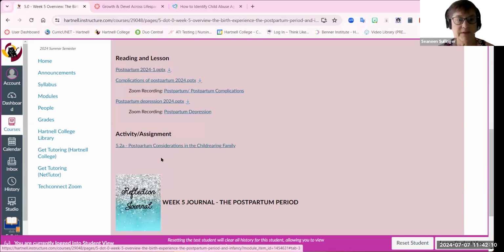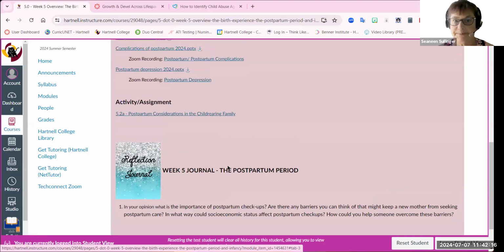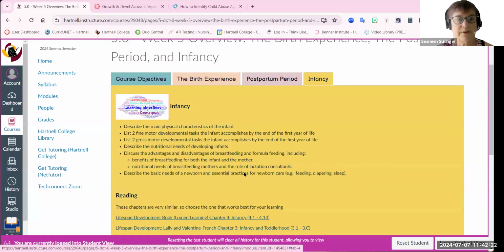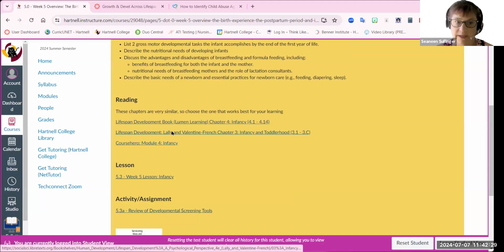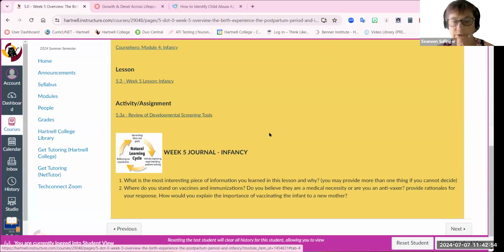And then you also have an activity to do, and then your one question for your journal regarding the postpartum period. And then if you go to the infancy tab, again, there are your objectives. There is your reading. There's a little note there that says the chapters are very similar, which they are. So choose the one that works best for your learning. So if you would like to read all 3 of them, that's perfectly up to you. If you like the way one is formatted better, then choose that one. That's fine as well. And then there is your lesson, and then the activity for you, and then your 2 journal entries.